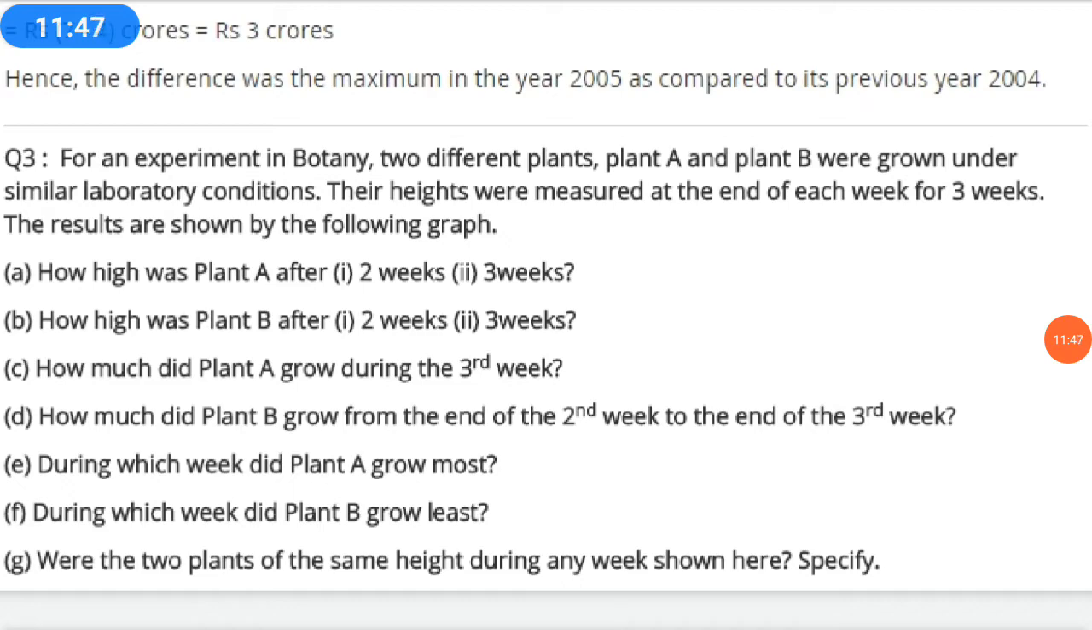Their heights were measured at the end of each week for 3 weeks. The results are shown with the help of a graph. Now you have to answer these questions. Many questions are given in question number 3.